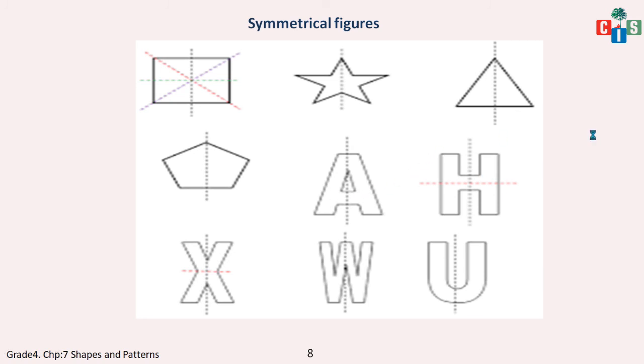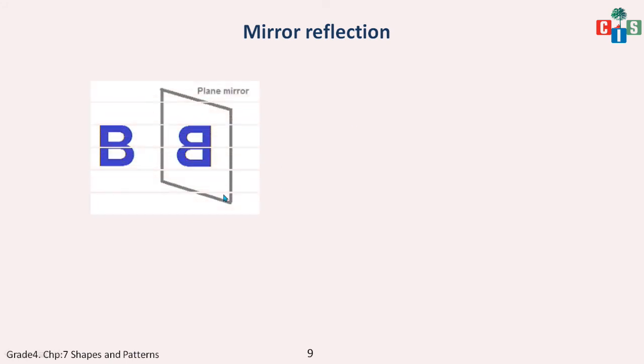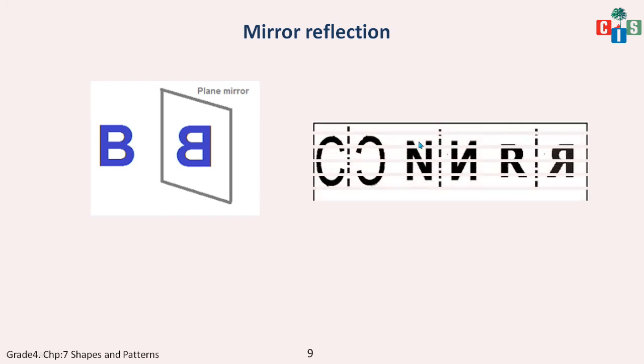And what is mirror reflection then? Mirror reflection is when you place a mirror outside the figure and you find the reflection. Okay, I am not placing the mirror on the figure. I am placing the mirror outside the figure. So this is known as mirror reflection. Okay, see certain alphabets. C is seen like this, N is like this, R is like this.